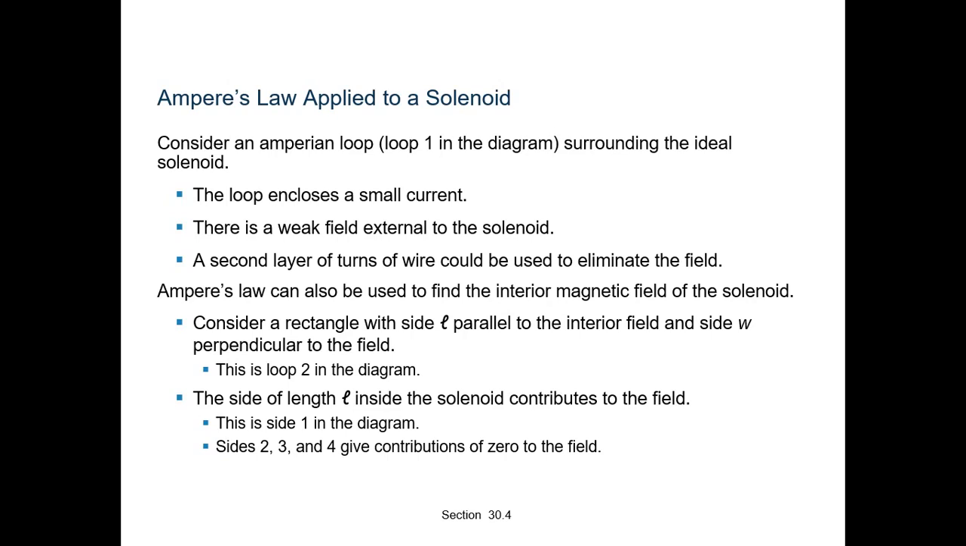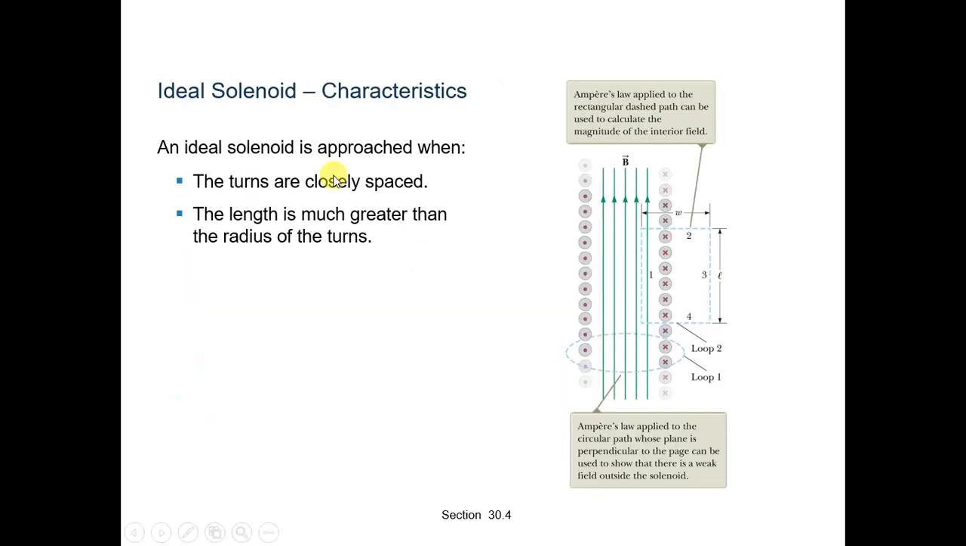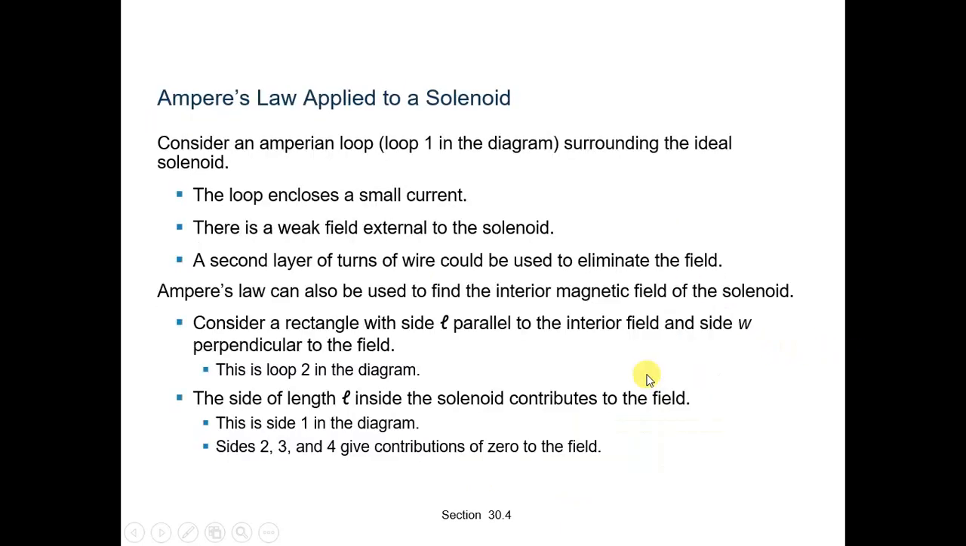Ampere's law can also be used to find the interior magnetic field of the solenoid. So consider the rectangle with sides L parallel to the interior field and sides W perpendicular to the field. Loop 1 and loop 2 are there in the diagram. Loop 1 is the rectangular loop and loop 2 is a circular loop.